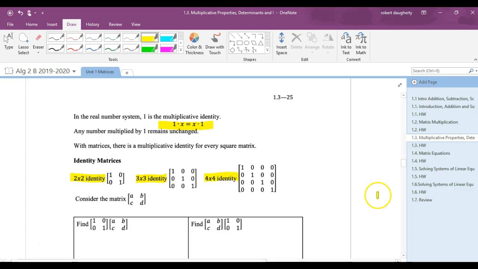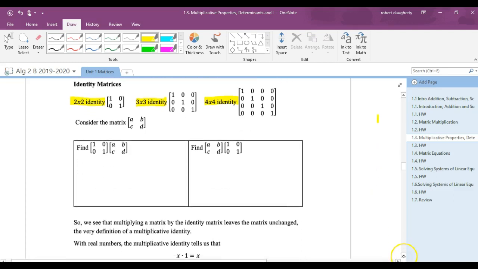So let's look at an example of doing this, just so you can see it. If I multiply these matrices, so this is what, 2 by 2? And this is what, 2 by 2? The answer is 2 by 2. So it's going to be 1 times A. So it's first row, first column: 1 times A plus 0 times C. What number is that?